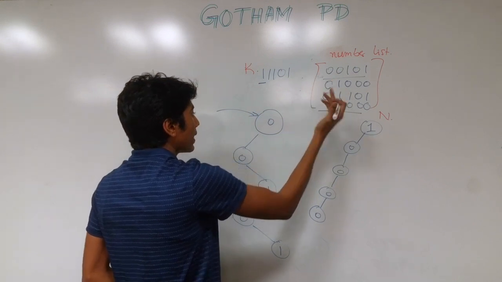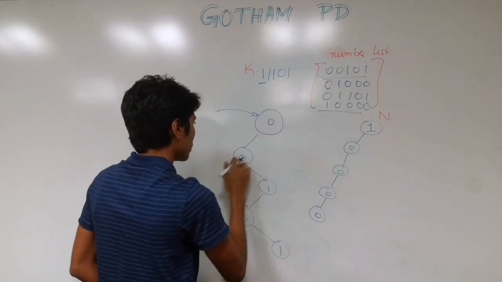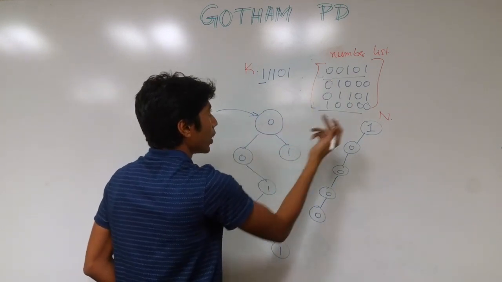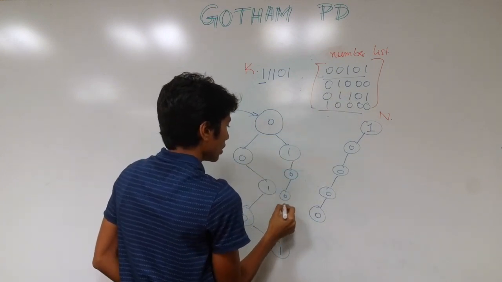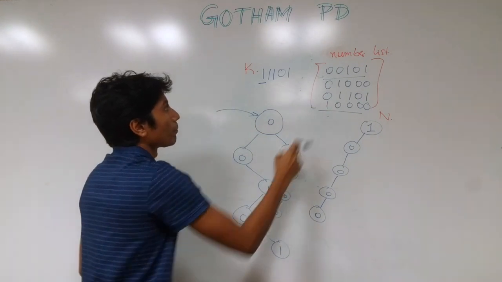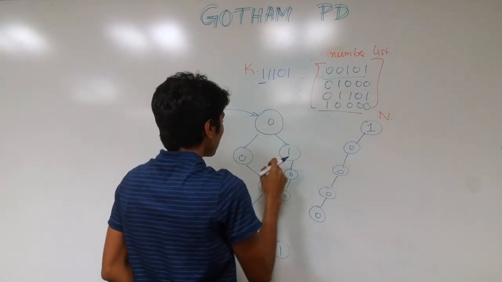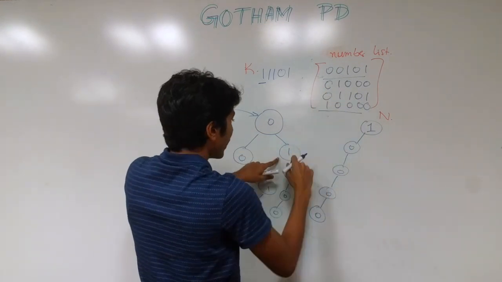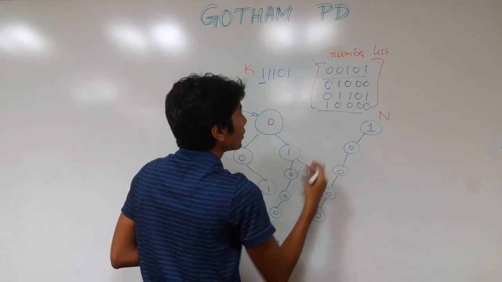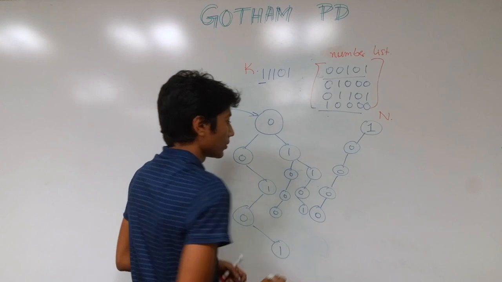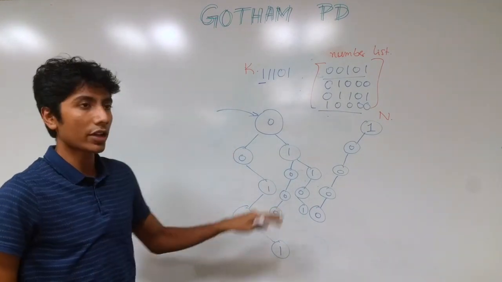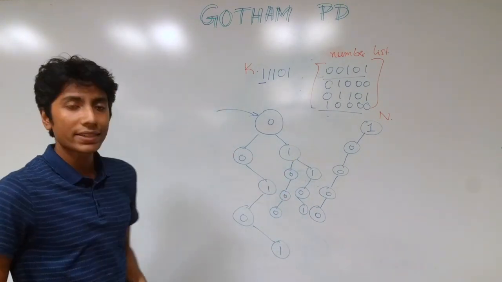For these two remaining numbers, we have 0, 1. So we need to make a note here, 1, 0, 0, and 0. Over here, you have 0, 1, 1. So a new node to be added, 0, 1. These are your two tries. Let's get back to the question.